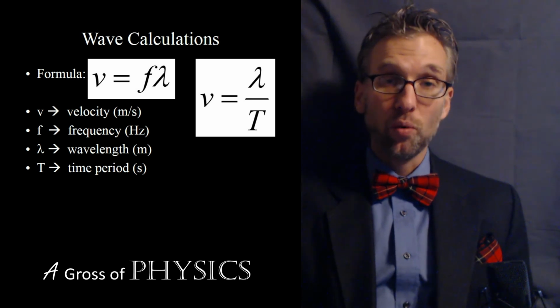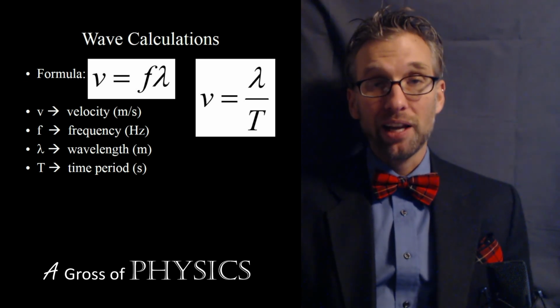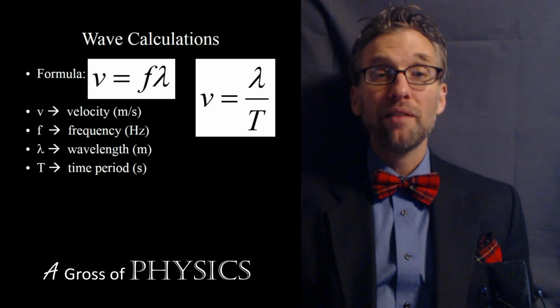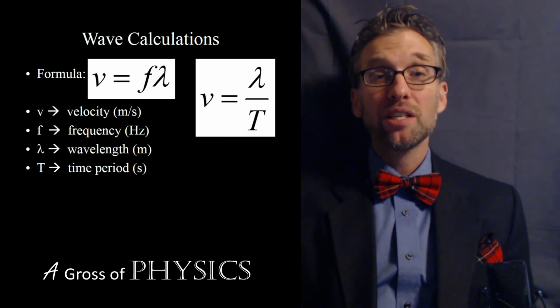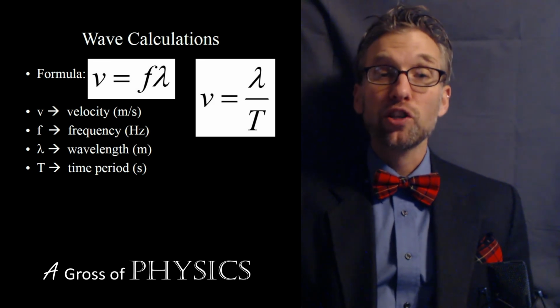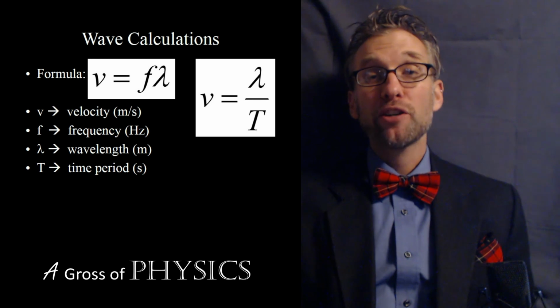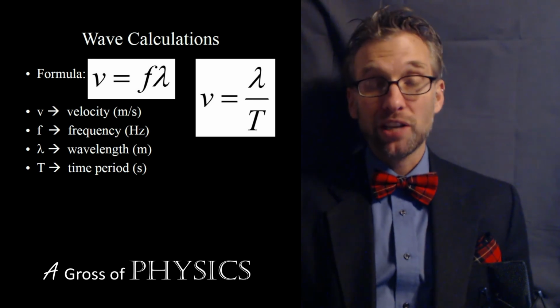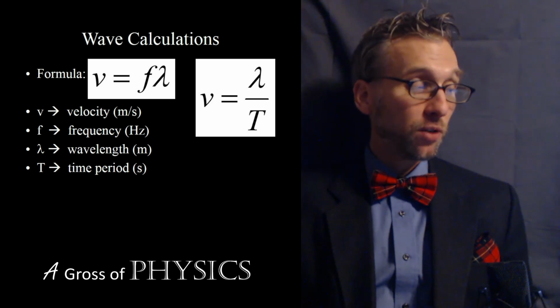But our typical equation is V equals F lambda or V equals lambda over T. The V is the speed of the wave, lambda is the wavelength, F is the frequency, and as long as we measure the wavelength in meters and the frequency in hertz, we'll end up with meters per second. Remember, hertz is 1 over second. If we measure the wavelength in meters and the time period in seconds, and we divide meters per second, we also end up with meters per second.